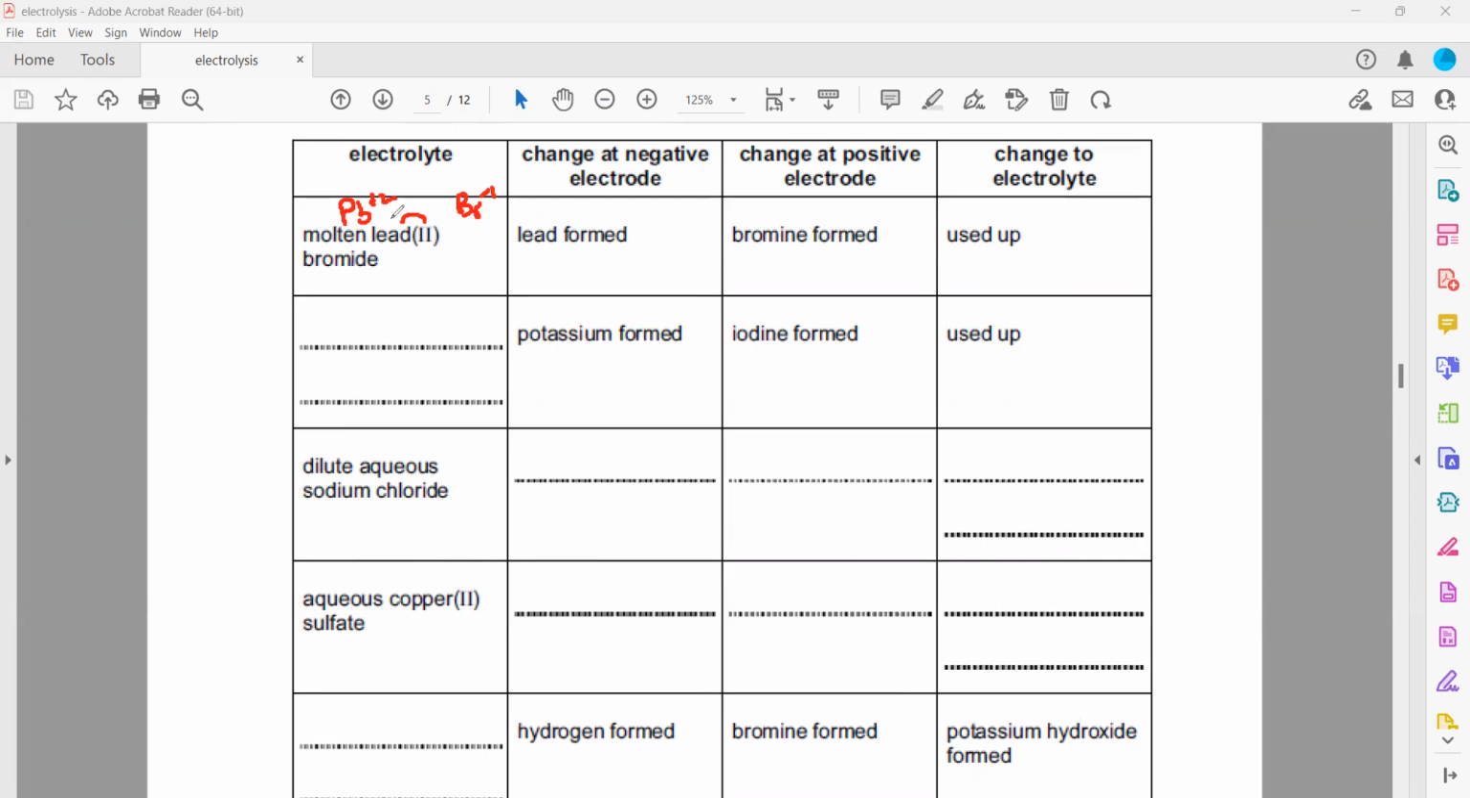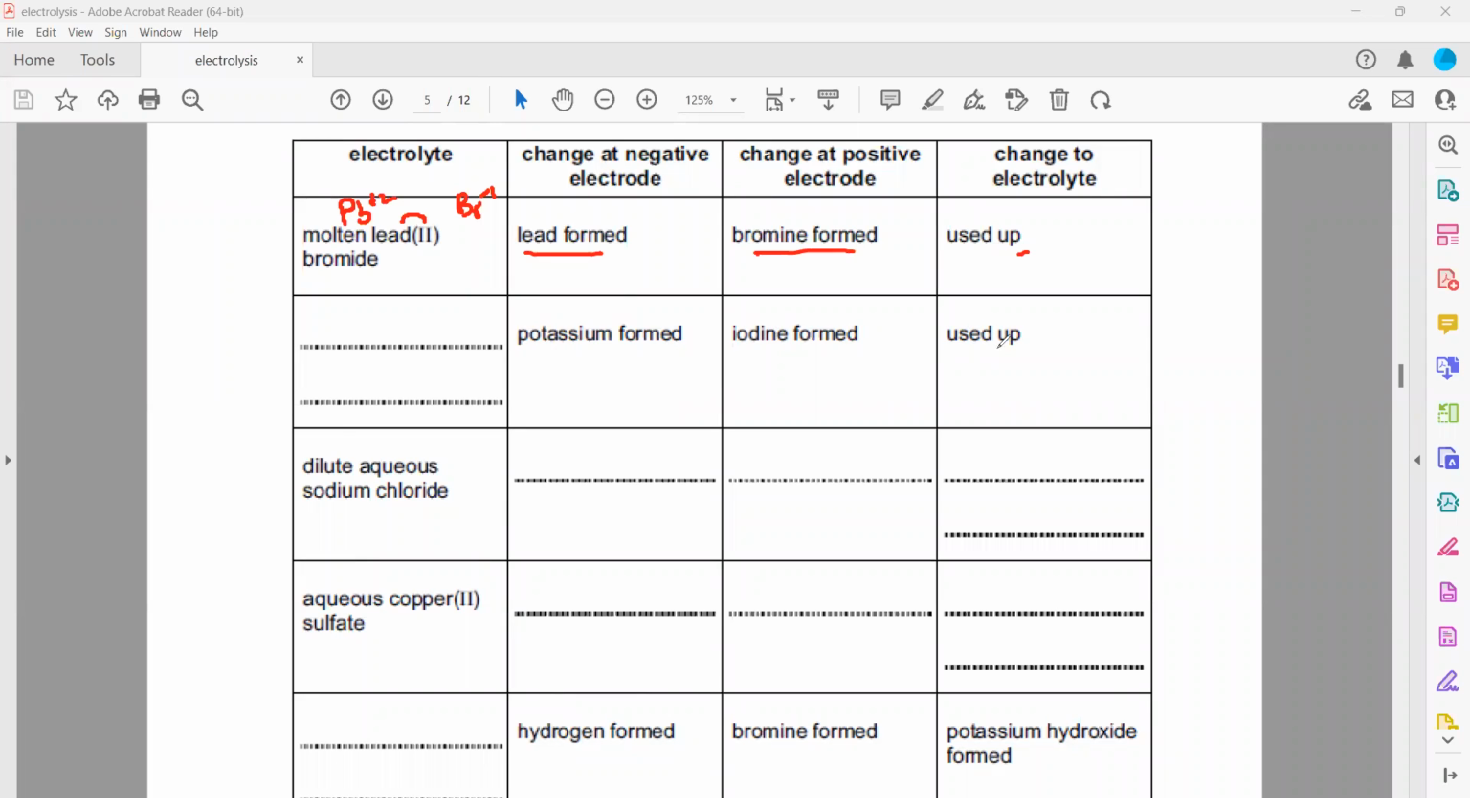Because it's molten, it does not contain any water. So as it does not contain water, what will happen? The lead ions will move towards the negative electrode. That's why lead is formed at the cathode and bromide ion will form bromine at the anode. And for molten substances, the electrolyte is used up.